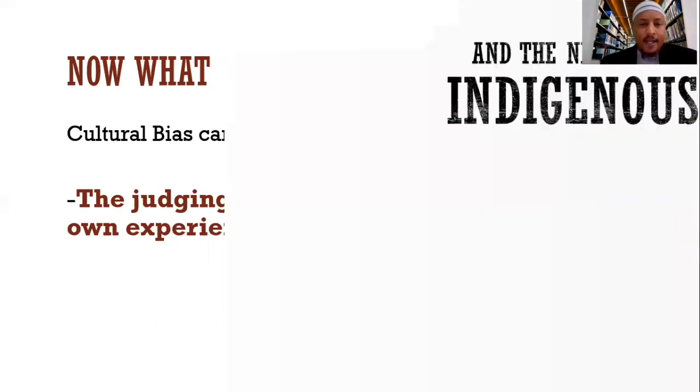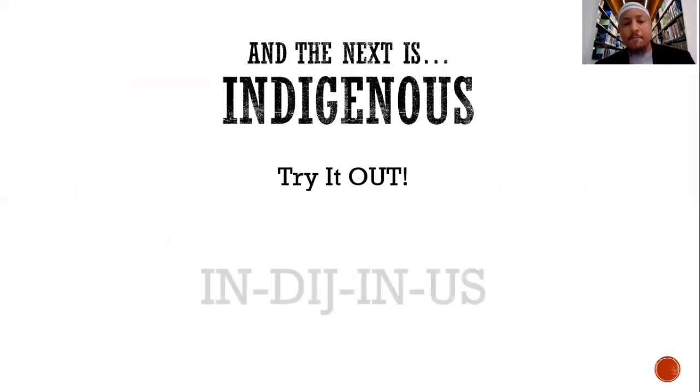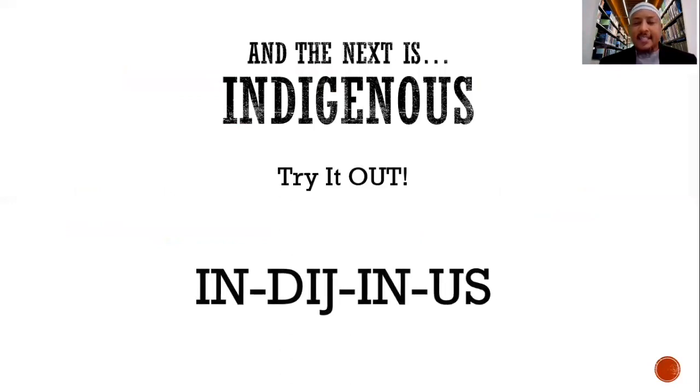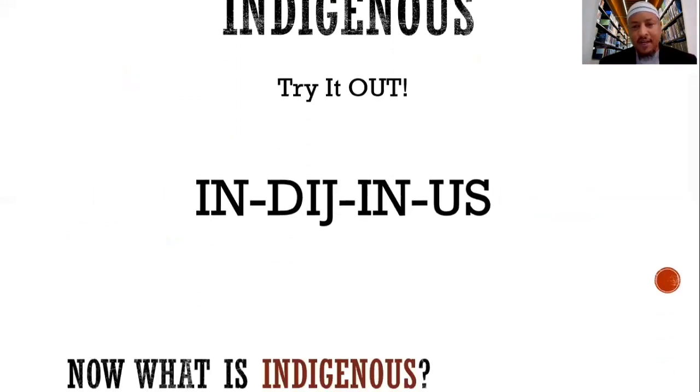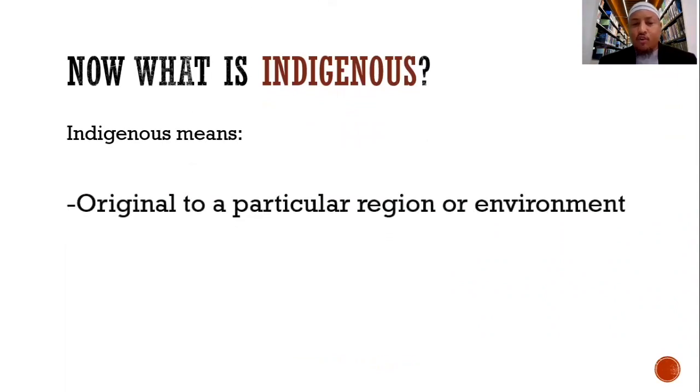Now, our second word is indigenous. I want you to try it out, okay? Indigenous. All right? Now, what is indigenous? What does that mean? Indigenous means original to a particular region or environment, okay? Original to a particular region or environment. That's what indigenous means. That can refer to people, that can refer to plants, etc. Anything that's original to a particular region or environment, okay?